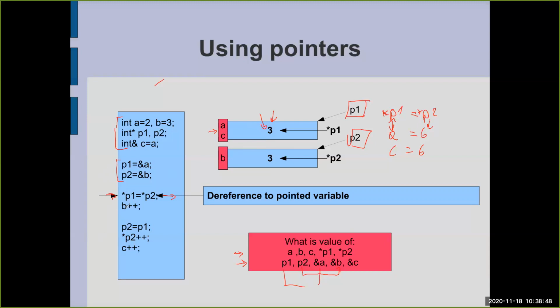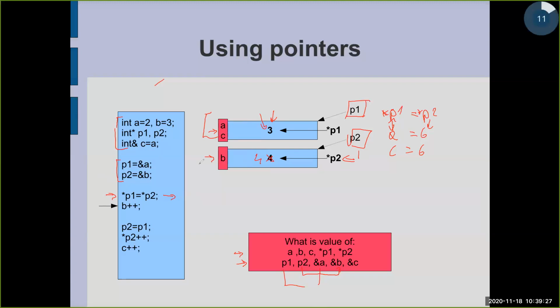So look, now I have the next line, B++. What is the value of A now? 3. Value of B? 4. And value of C? 3. So look, if you increment B, it will affect only this cell. So it affects B and affects asterisk P2. It doesn't affect this block. Okay.